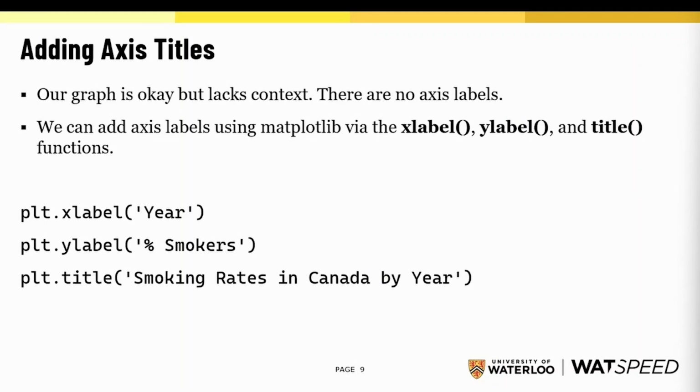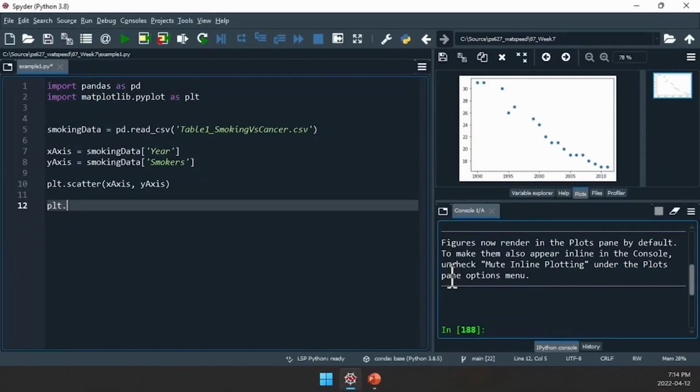This is okay, but our graph lacks context. There's no axis labels and there's no title. Fortunately, we can add these via the xlabel, ylabel, and title functions in Matplotlib. So to add an x-axis label, we'll call plt.xlabel, pass in the label, in this case year. For our y-axis, we'll call plt.ylabel and pass in percent smokers. And finally, we'll give this plot a title, smoking rates in Canada by year. Let's try it and see what happens.